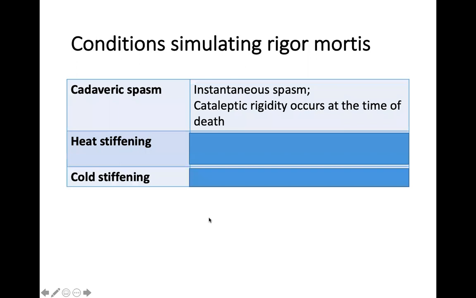So cadaveric spasm, anong tawag dito? So this is the instantaneous spasm or cataleptic rigidity occurs at the time of death. Usually, ito yung muscles that are contracted habang buhi pa siya na naging stiff or rigid immediately after death na hindi na siya nag-cause ng primary relaxation. Usually, in cadaveric spasm, ito yung mga conditions na kung saan there is sudden death or there is excitement or merong fear, severe pain or exhaustion.